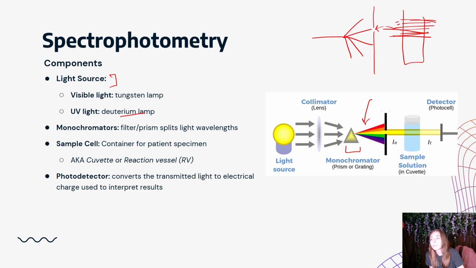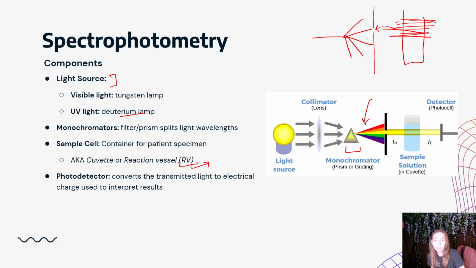We also have to have something called a sample cell, which is just what it sounds like. It's the thing that your patient's specimen goes inside of. This can also be called a cuvette or a reaction vessel. I will say, in my experience, I have usually heard them referred to as RVs. Different labs do different things. This is just my own personal experience. I usually hear RVs.